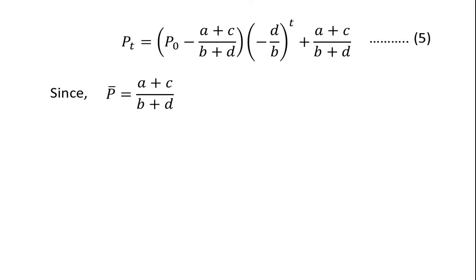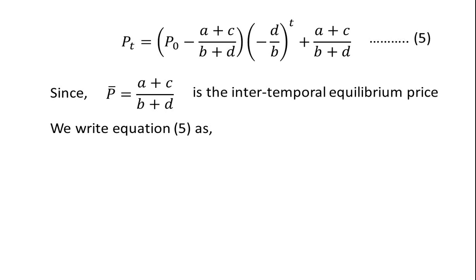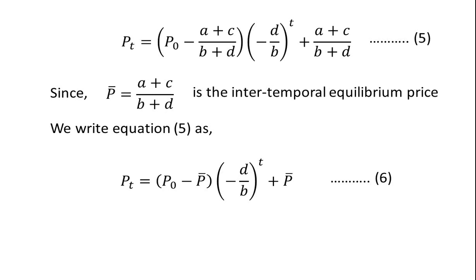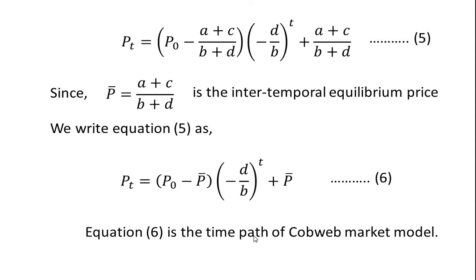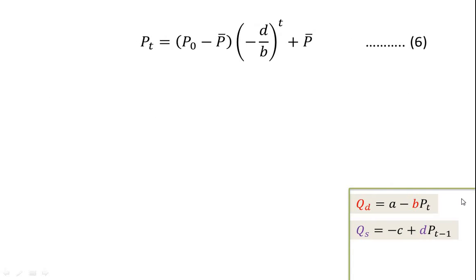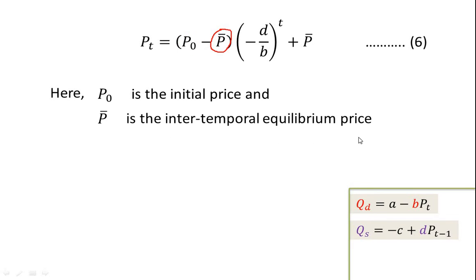Since P bar equal to a plus c divided by b plus d is the intertemporal equilibrium price, we rewrite equation 5 as Pt is equal to P naught minus P bar, into minus d by b whole to the power t, plus P bar. This is equation number 6. Equation number 6 is the time path of the Cobweb market model. Here, P naught is the initial price and P bar is the intertemporal equilibrium price.